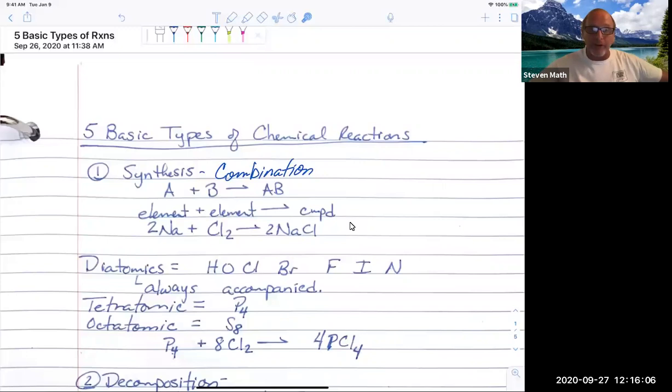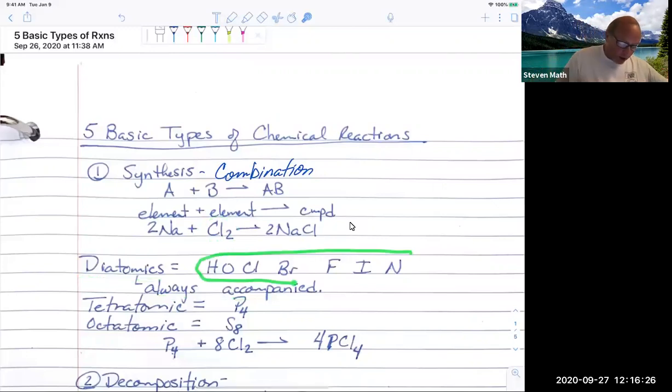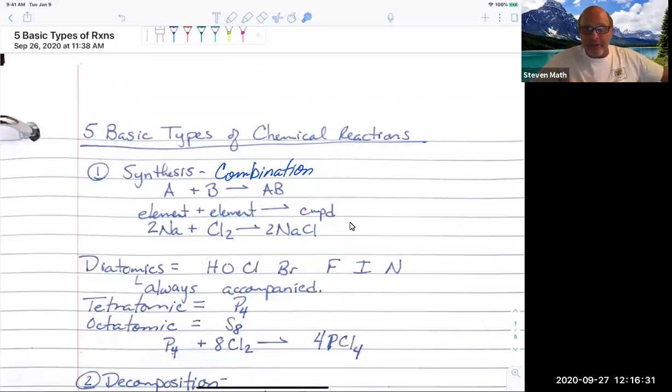Now, the key with some of those elements is the non-metals tend to be diatomic, like chlorine. Our diatomics, remember, these always have to be accompanied by something or someone, or they will accompany themselves. They're found in pairs. These are what we refer to as our huckleberry fins, right? So you wouldn't find just Cl, you'll find Cl2 in nature, Br2, F2, I2. These are always going to be in pairs.